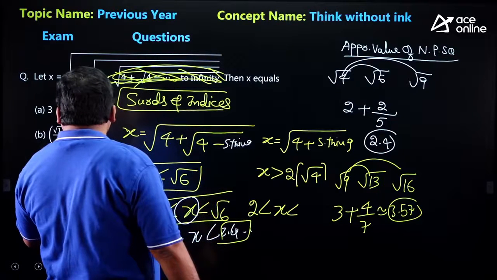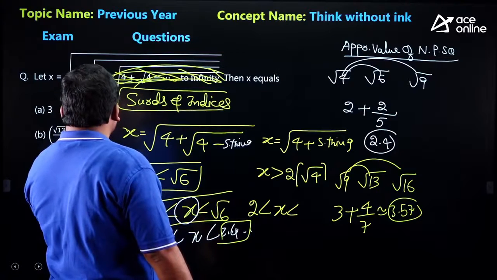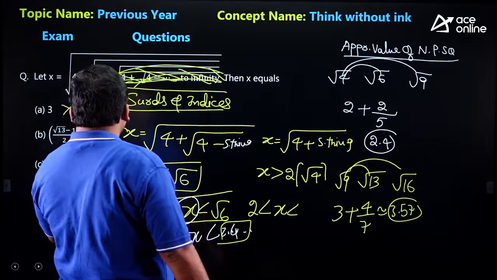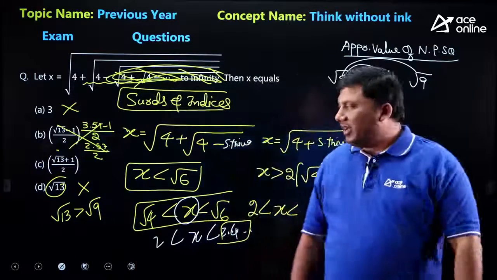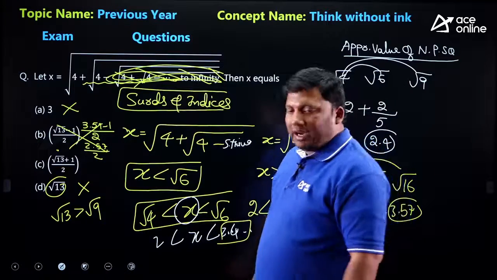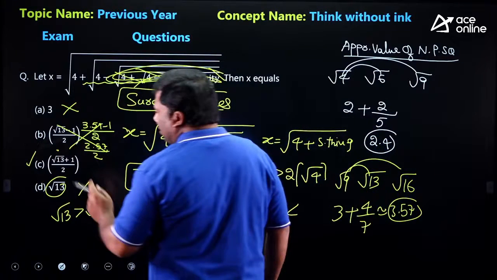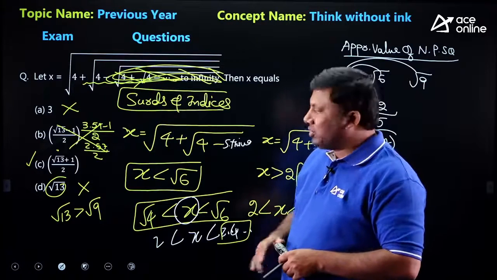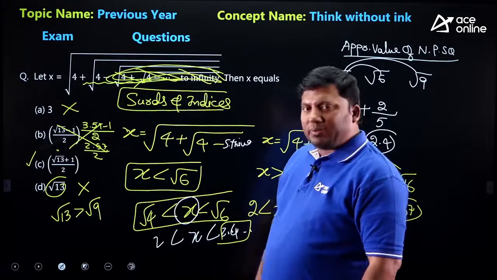If I substitute 3.57 minus 1 whole divided by 2, it is 2.57 divided by 2. It is 1.28. X should be greater than 2. That means the answer for this question is root 13 plus 1 whole divided by 2.